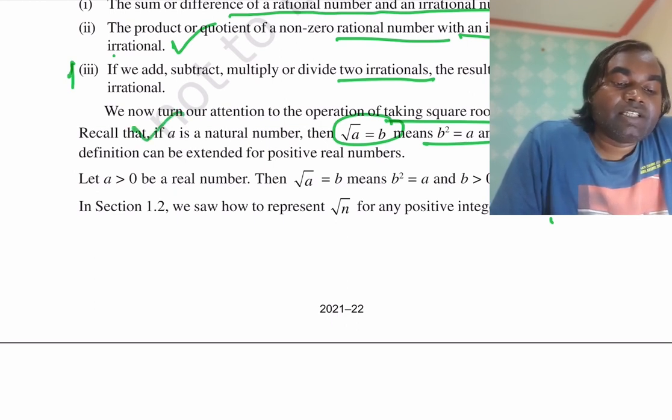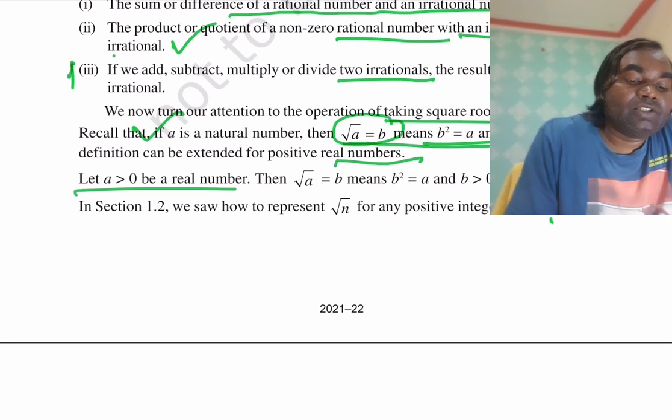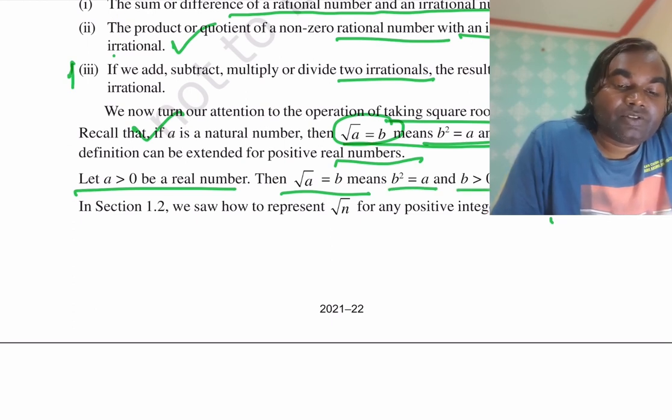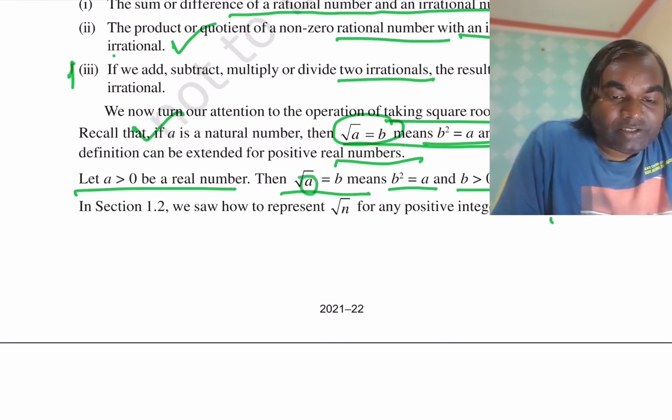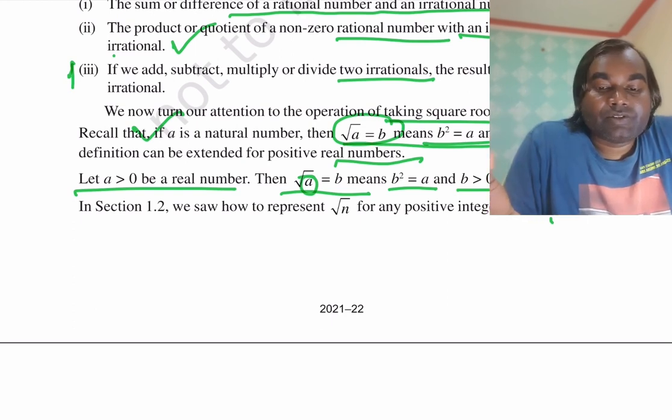This is true if a is a rational number, and this property is also true for the real numbers, rational or irrational. So let a greater than 0 be a real number, then square root of a is equal to b means b squared is equal to a and b is greater than 0. That means if a is greater than 0, then the square root of this number is also more than 0.